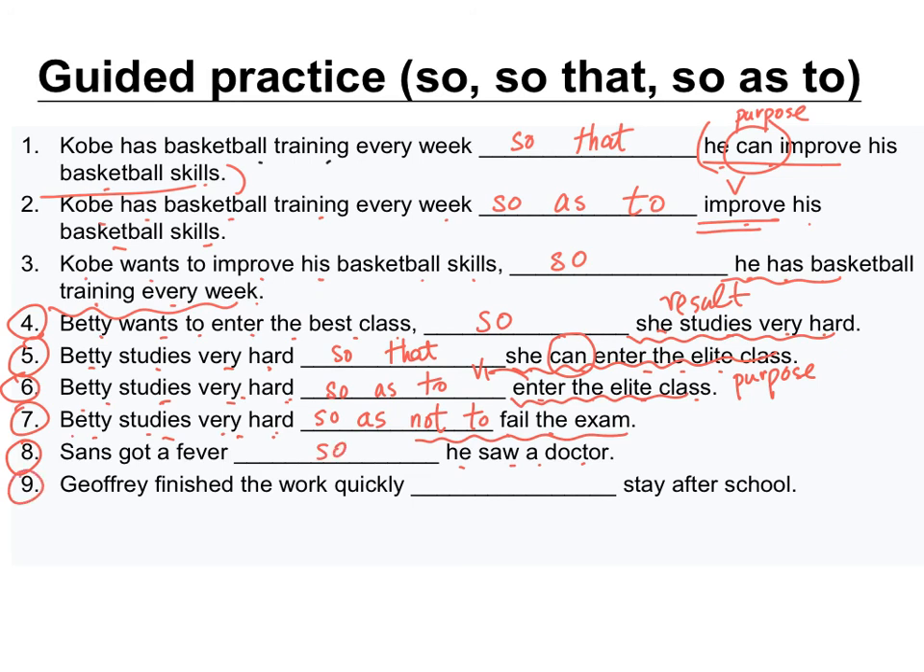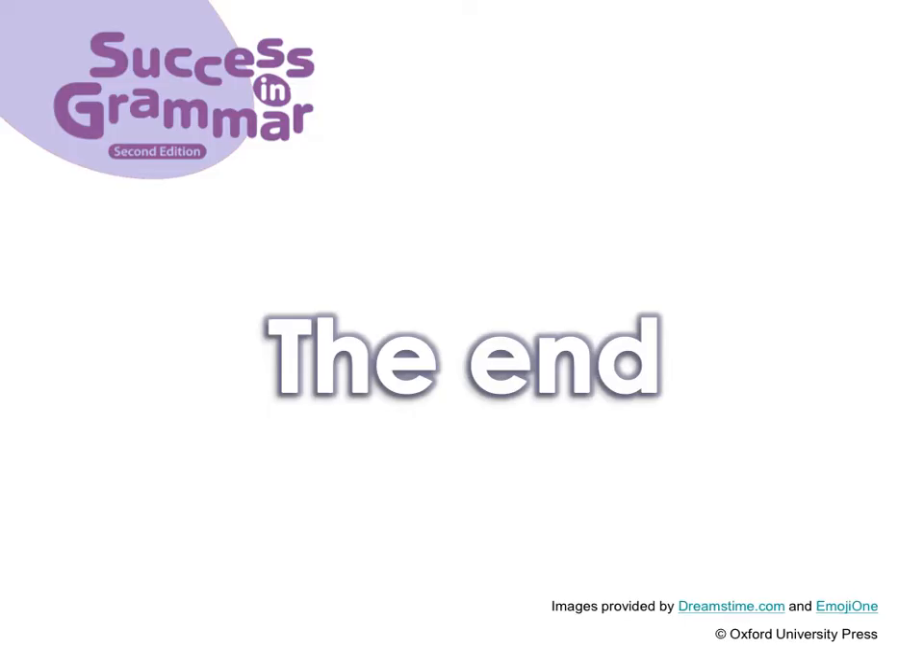Number 9. Jeffrey finished the work quickly. Stay after school. Again, Jeffrey actually does not want to stay after school, and that is the purpose, not to stay after school. Therefore, the answer is so as not to. The end.